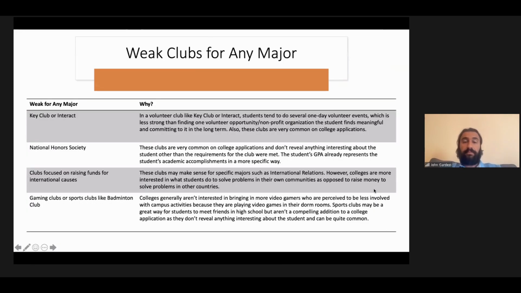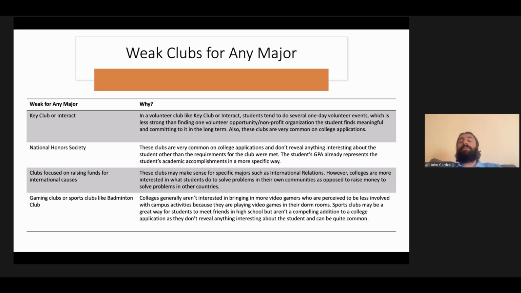Now, what are weak clubs for any major? Some of the clubs that you're seeing here may seem quite familiar. Typically, volunteer clubs like Key Club or Interact tend not to be very strong in terms of a student's profile because they're so common. Additionally, a lot of students join these clubs to build out their hours from a volunteering perspective.